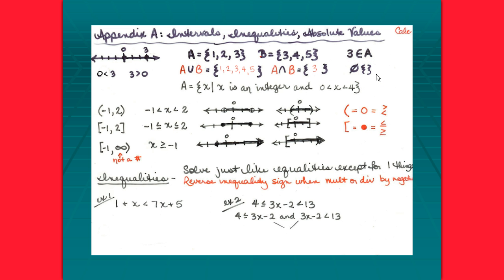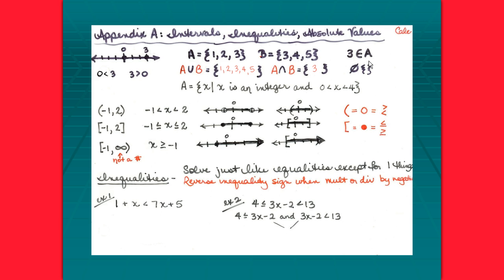Also, when I say that 3 is in set A, that means that it is an element of set A, and the way that I could write that is I could say 3 is an element of, that's what this symbol means right here, 3 is an element of set A.